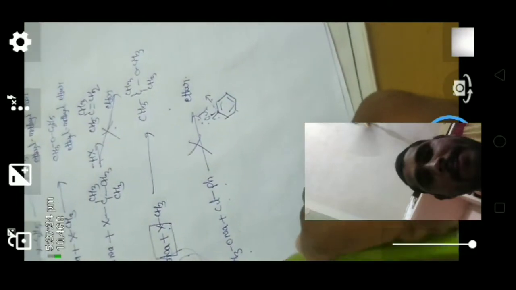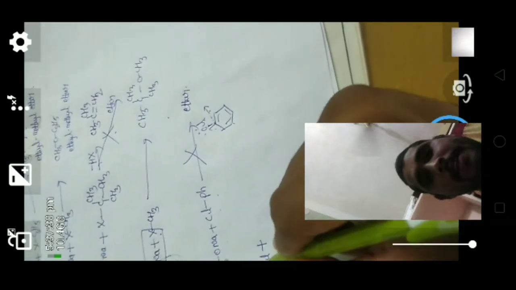Here the same phenyl chloride, when we react with phenoxide, sodium phenoxide ion, when we react with methyl chloride, gives alkyl aryl ether, meaning methyl phenyl ether or phenyl methyl ether.